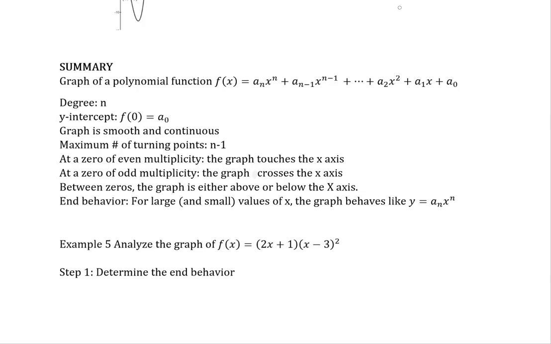Between zeros, the graph is either entirely above or entirely below the x-axis, and we've already talked about end behavior of these polynomial functions, which we can determine by looking at the simpler power function that is the leading term of the polynomial.